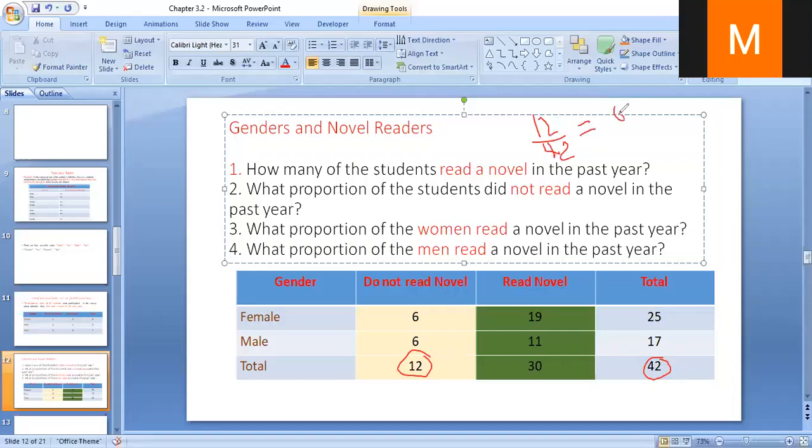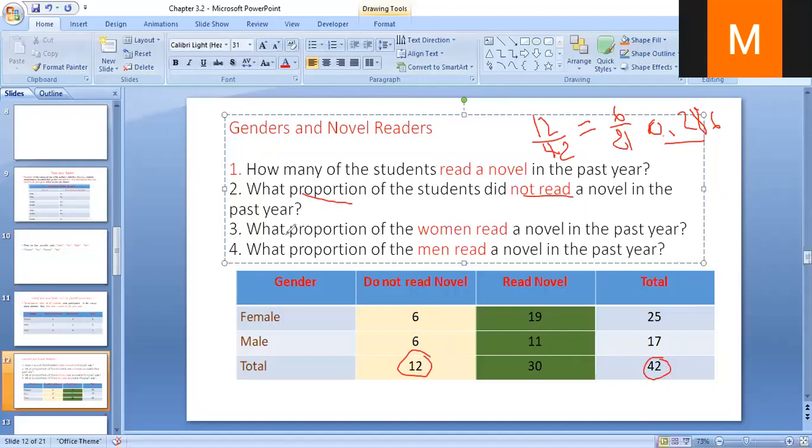This is 6/21. When you divide 6 by 21, you get 0.286, to 3 decimals. This is the proportion who did not read the novel: 0.286. Did not read is 12, and so 42.